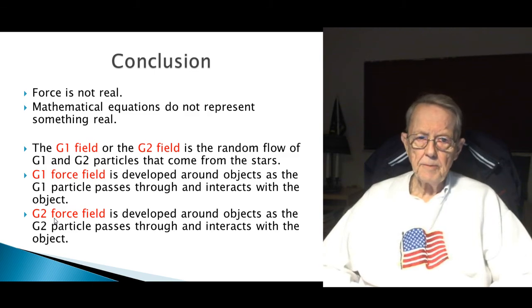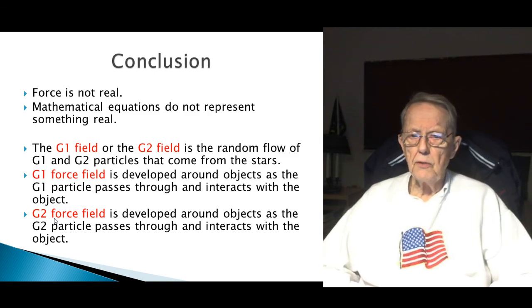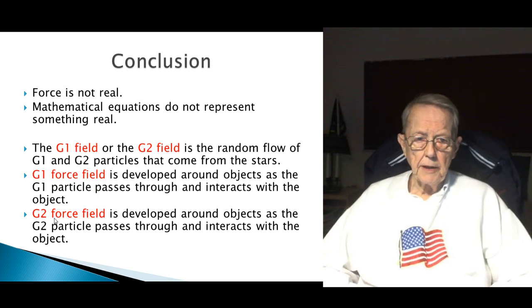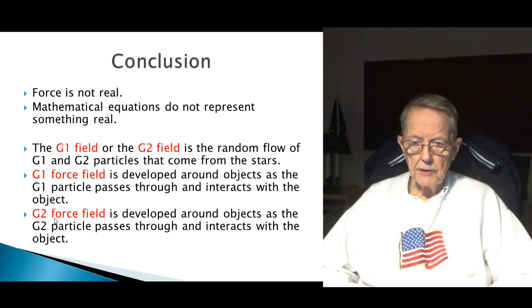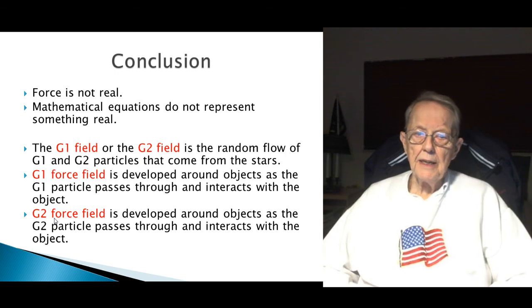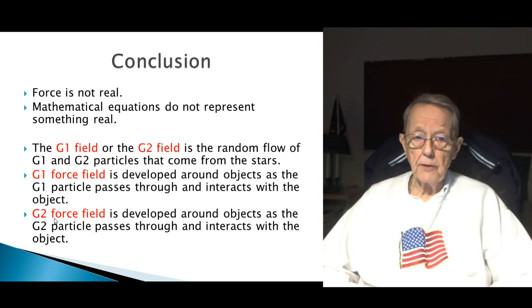Well, it's not. The G1 field or the G2 field is the random flow of G1 and G2 particles that come from the stars. The G1 force field is developed around objects as the G1 particle passes through and interacts with the object. That's the force field. And the G2 force field is developed the same way around all objects. There is a G1 and G2 force field around the Earth. The G1 force field is Newtonian gravity.